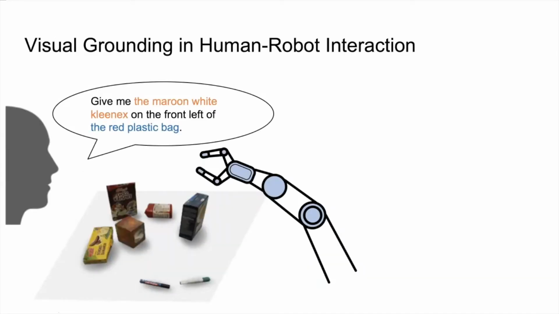Imagine a scenario where the user is asking a domestic robot to pick up something. Based on the given instruction, the robot needs to understand the meaning of your words and scan through the environment to identify the target item among the objects on the table. But how to achieve this goal?